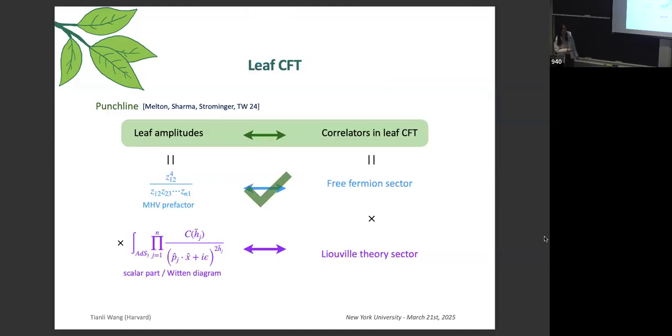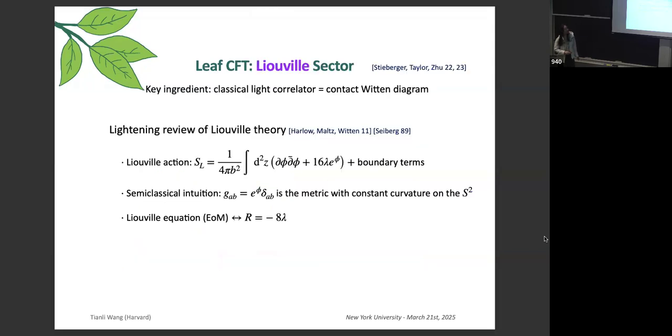So this is where we are. We completed the first part of the correspondence, and now let's go to the second sector. To get the scalar part of leaf amplitudes from the Liouville sector, the key ingredient is to show the equivalence between the correlation functions of light operators in the classical limit of Liouville theory and the contact Witten diagrams. So let me give you a lightning review of Liouville theory before showing you how to do that.